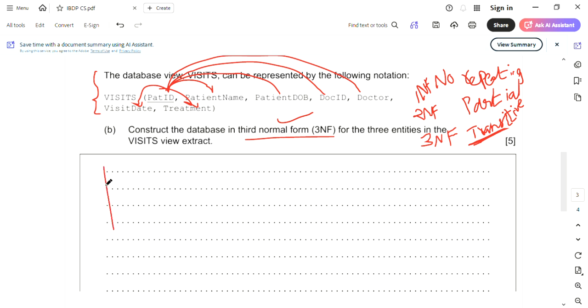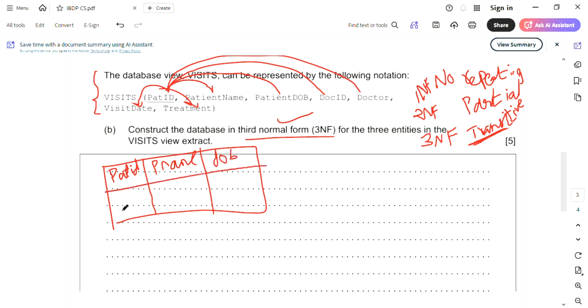So let us make patient ID, which is totally dependent on the primary key. Let us make a separate table with that, then patient name and then the patient DOB. Let us try to divide these three into one table. Is it clear? And can we make these two as one table?